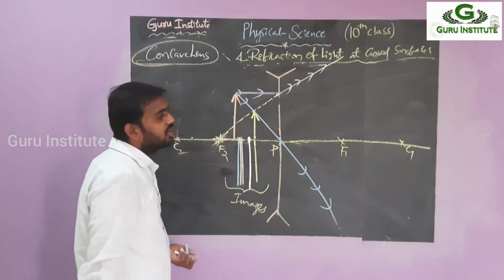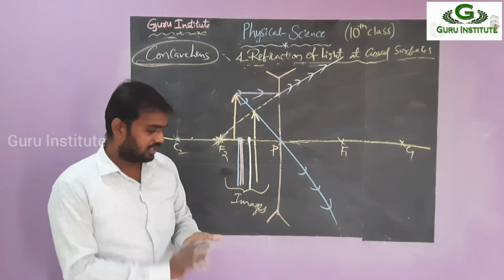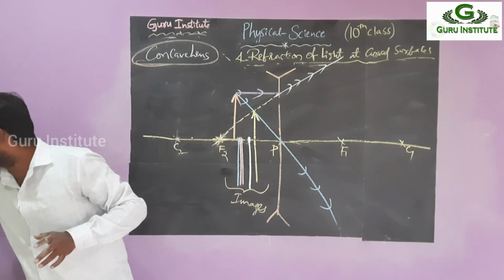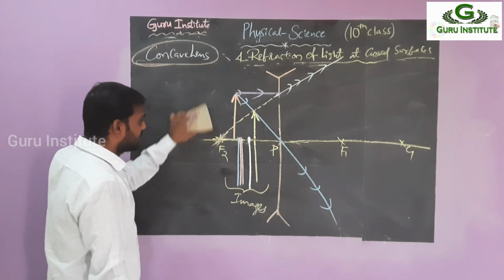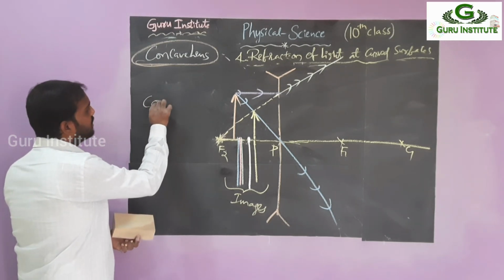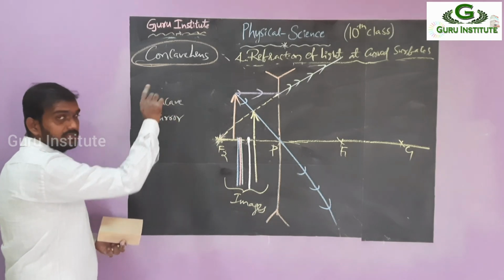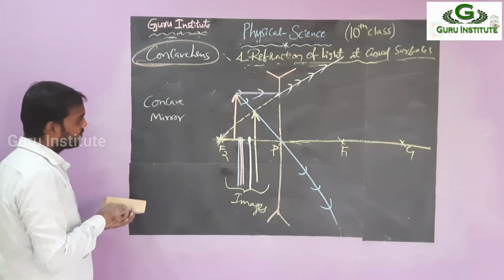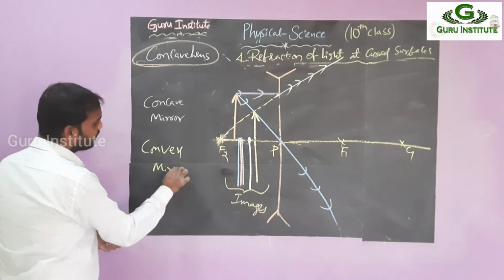So this is about the ray diagrams of the concave and convex mirrors. Sorry, lenses, concave and convex lenses. Okay, just see here. For your easy understanding, I am giving something. Concave mirror: it is a real image. I am not thinking about this one, I am talking about mirrors. Next, convex mirror: it is a virtual one, right?